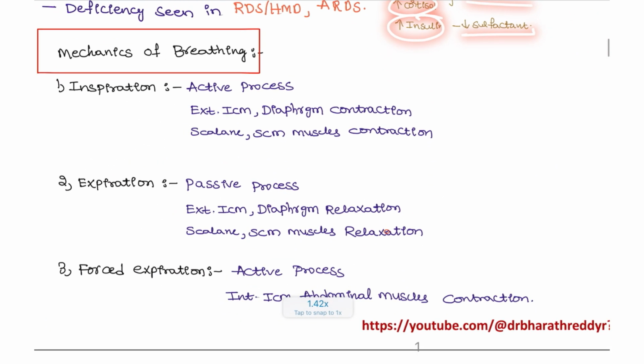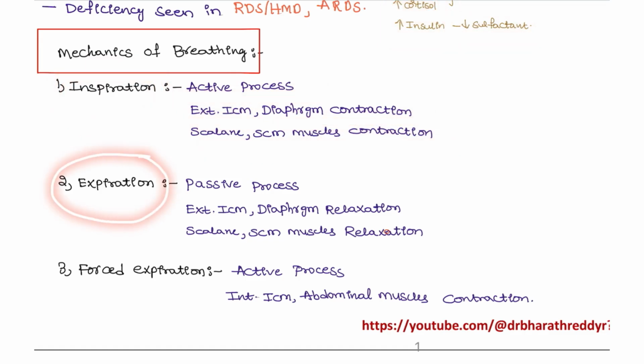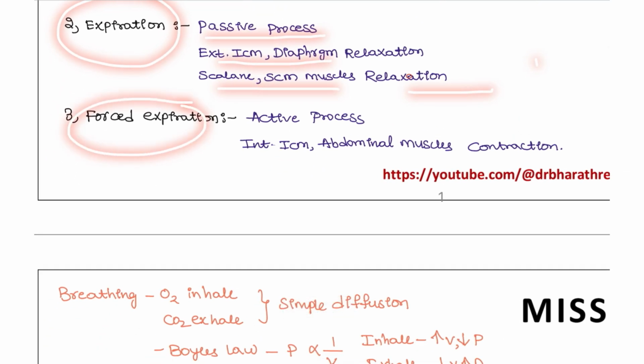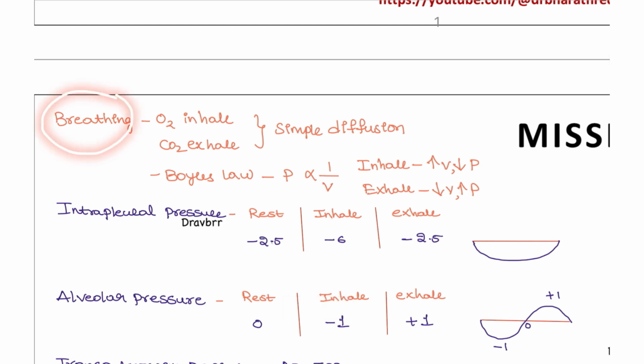Next, mechanics of breathing. Whenever you are inspiring, it is an active process: the external intercostal muscles and diaphragm are going to contract, and the scalene and also sternocleidomastoid muscles are also going to contract. Opposite to that, expiration is a passive process, and all these muscles will be in the relaxed state. And next, forced expiration is also an active process, but here the internal intercostal and the abdominal muscles are going to contract.